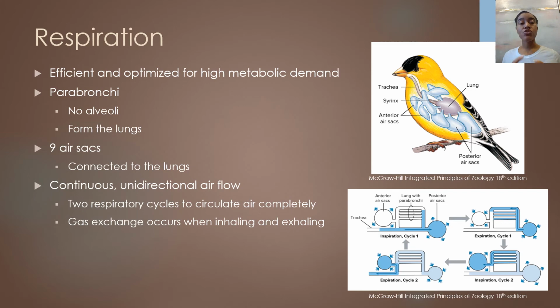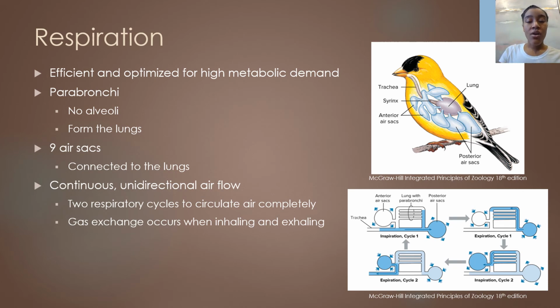There are a couple of different structures that are unique to birds that we don't see in non-avian reptiles or in mammals. One of these is the presence of something called parabronchi. The parabronchi make up the lungs of birds, and they're very different in structure from the alveoli that we see in mammals. So birds don't have alveoli. Instead, they have the parabronchi. Alveoli and parabronchi perform similar functions, but they're structurally a bit different.